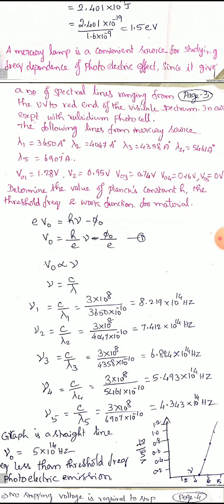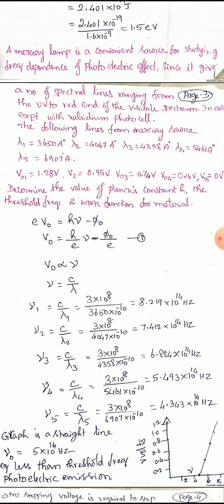A mercury lamp is a convenient source for studying the frequency dependence of the photoelectric effect, since it gives a number of spectral lines ranging from the ultraviolet to the red end of the visible spectrum. In our experiment with a rubidium photocell, the following lines from the mercury source are used. Five wavelength values are given, lambda 1, lambda 2, lambda 3, lambda 4, lambda 5, and their stopping potentials V1, V2, V3, V4, V5. Determine the value of Planck constant h, the threshold frequency, and the work function for the material.